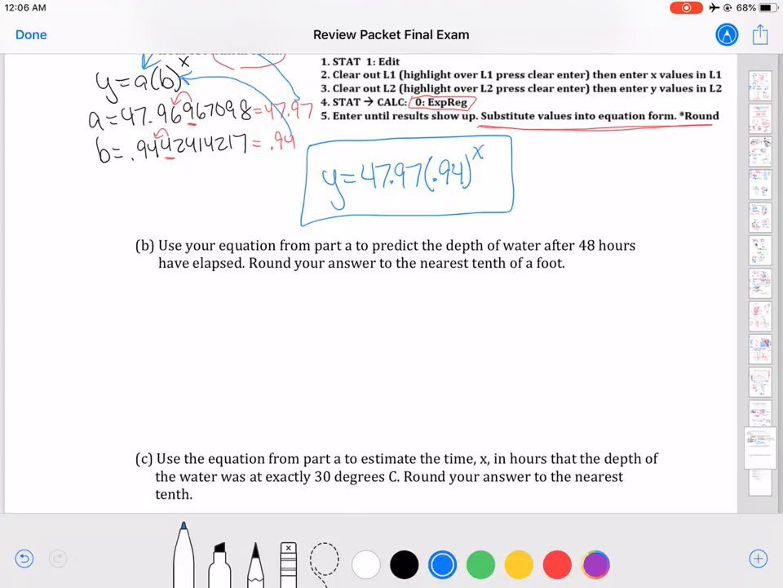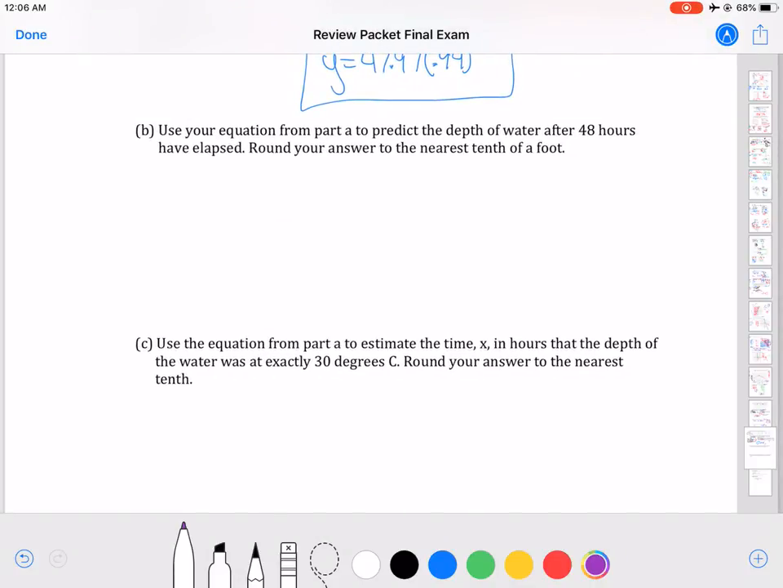All right, now it's really important that you get part A right for this specific question because parts B and C start by saying use the equation from part A. So you really want to make sure that that is done correctly.